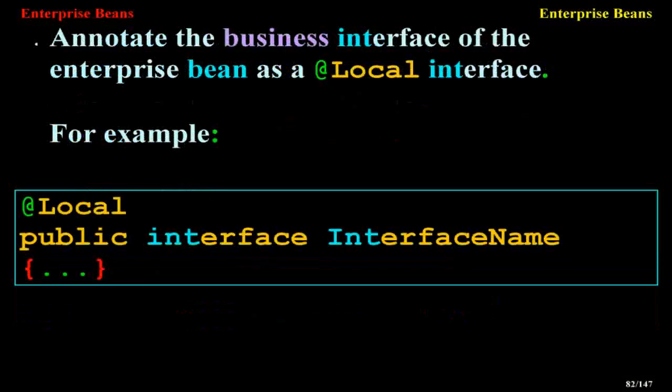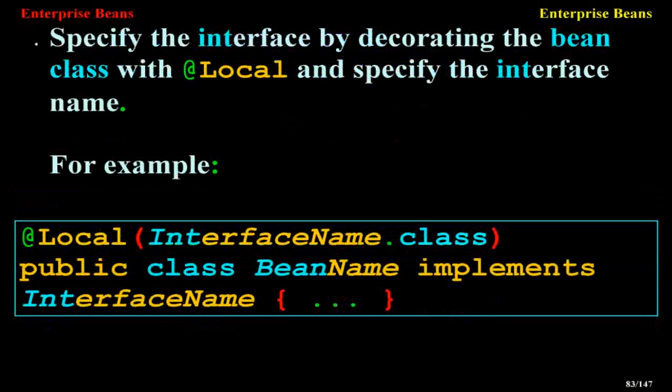Annotate the business interface of the enterprise bean as a local interface. For example, @Local public interface InterfaceName. Or specify the interface by decorating the bean class with @Local and specifying the interface name. For example, @Local(InterfaceName.class) public class BeanName implements InterfaceName.